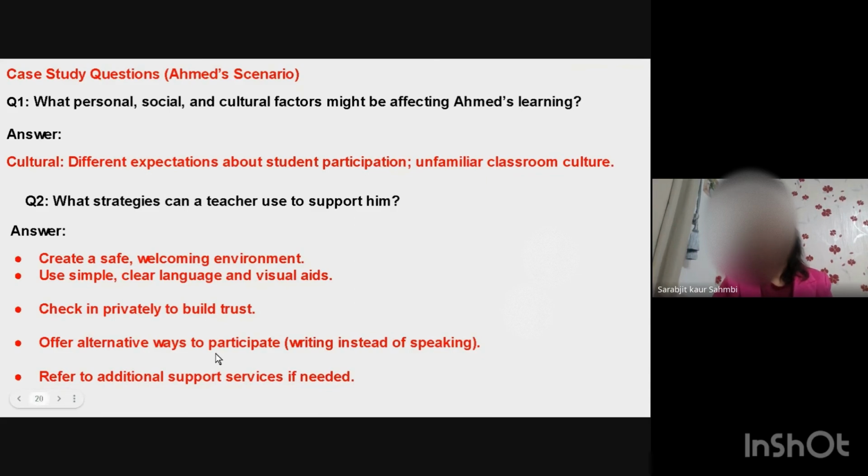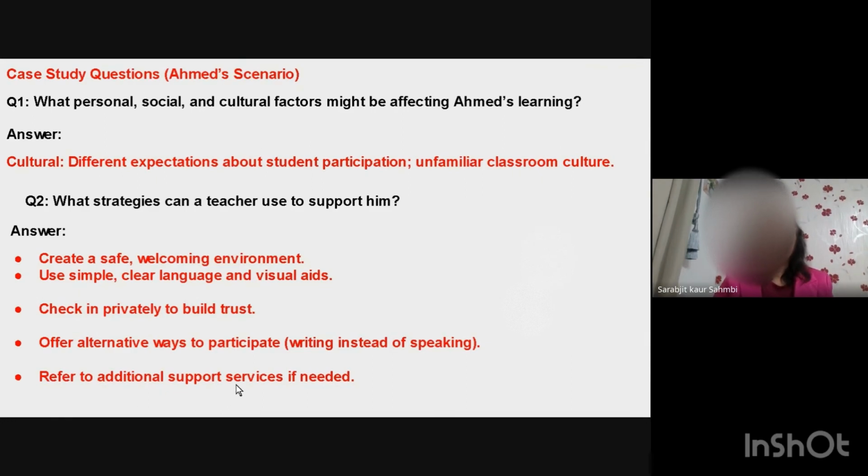Now, as Sudhansh has told, maybe Ahmed is from another country, so he is not willing to answer in front of everyone. You can say, Ahmed, you can write the answers and I will check them. So this is an alternate way, writing instead of speaking.